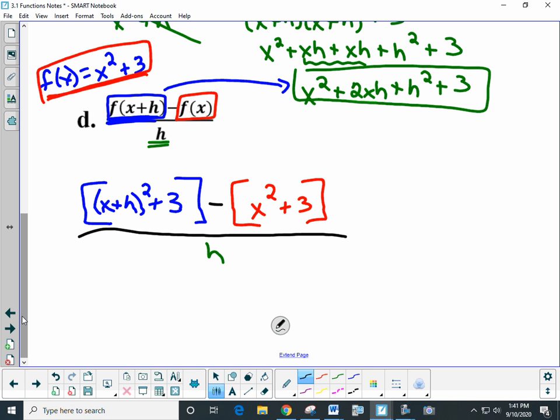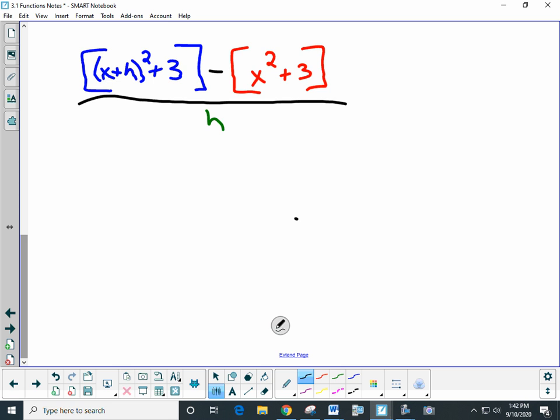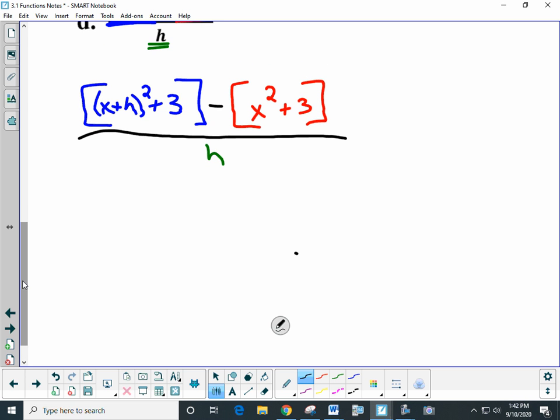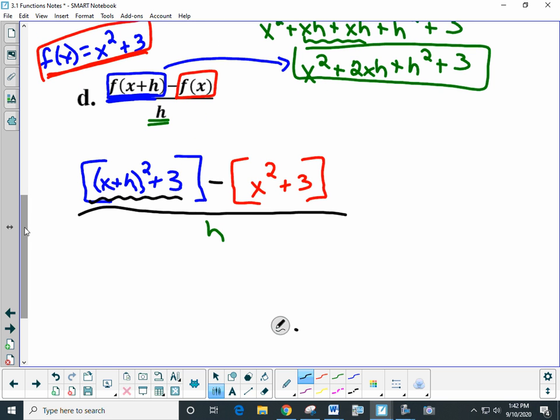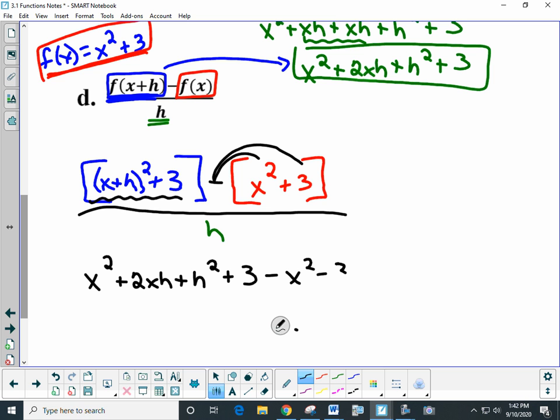What I want to do now is simplify everything and see what cancels or combines. So we already know what this first piece is equal to. I just did it up here, so I'm just going to recopy it. x squared plus 2xh plus h squared plus 3. With the second piece, I have to remember to distribute the negative. So I'm going to get minus x squared minus 3. And then I have everything divided by h.